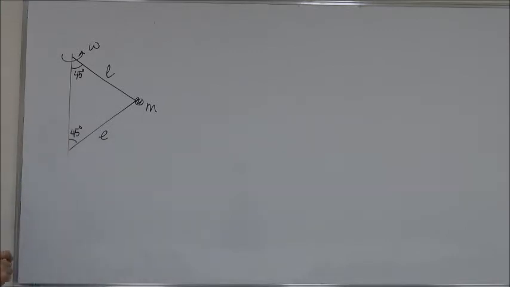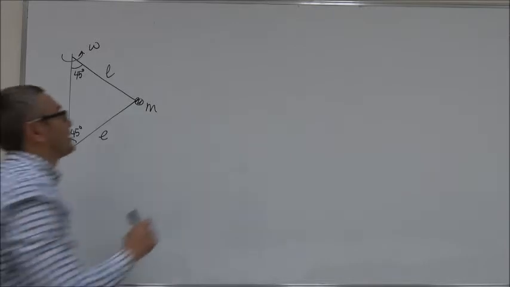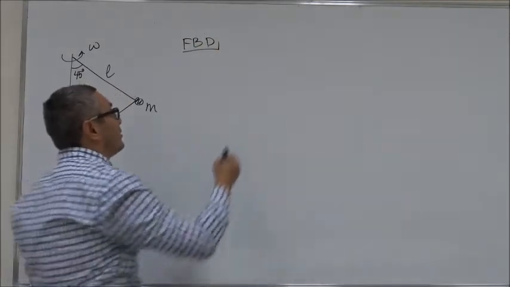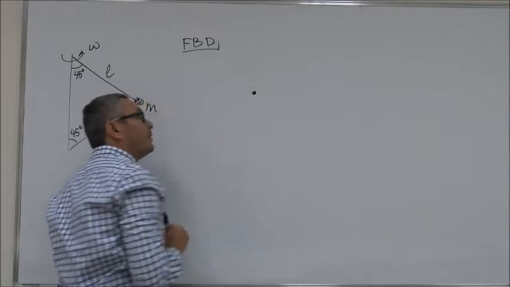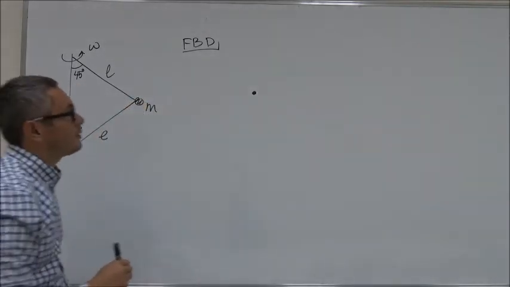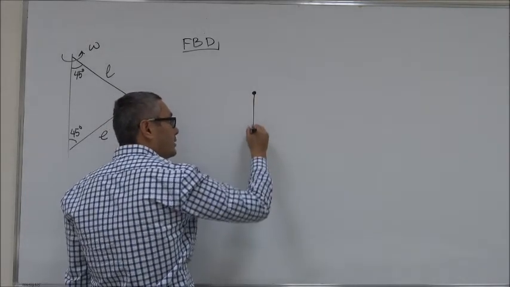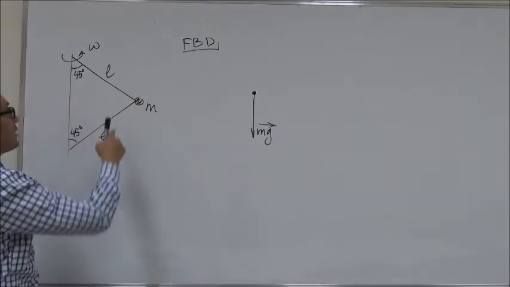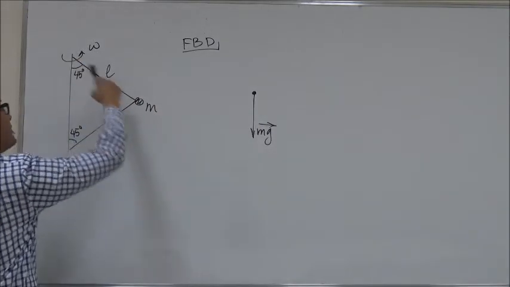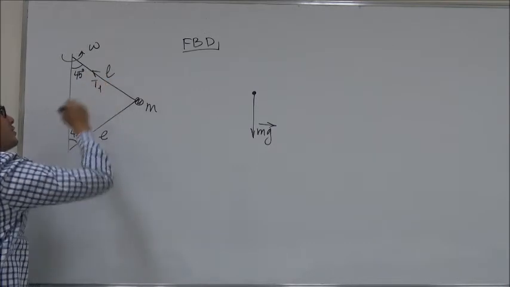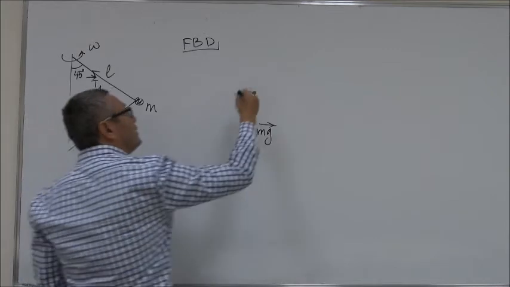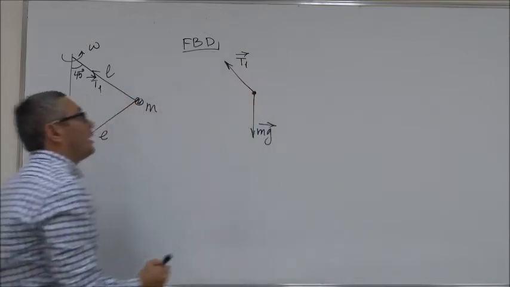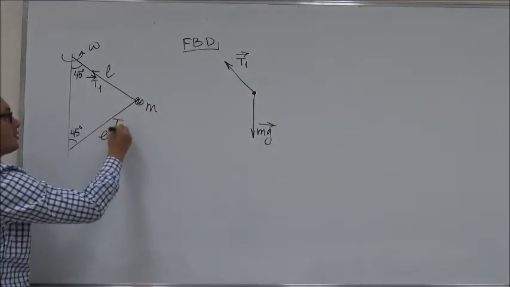So, to answer that question, let's first draw a free body diagram for the mass. So, here is the mass M. So what are the forces acting on it? Well, first, there is a gravity force, mg, pointing downwards. Then there is tension, and let's call this tension 1. So tension in this string is going to be tension 1. And tension in this string is tension 2.